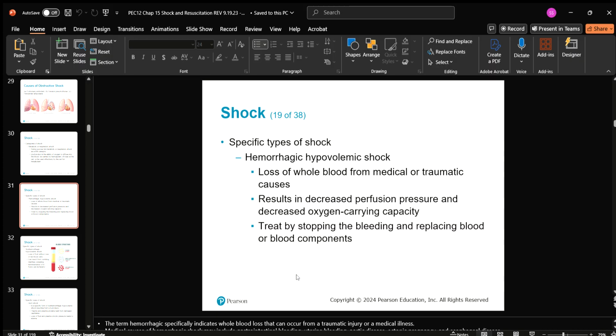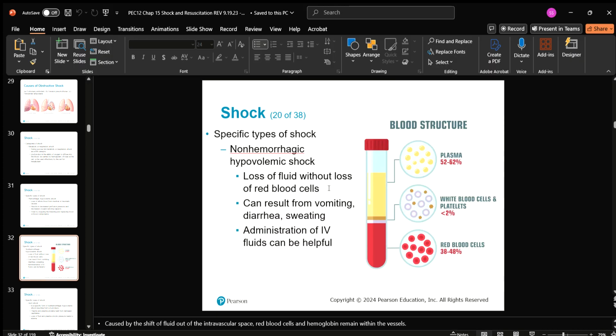Okay? So, stopping the bleeding. High flow oxygen. Rapid transport. And keep them warm. That's going to be our job while we are transporting these patients. If they are in non-hemorrhagic shock, so they've lost a lot of fluid, but it's not because of bleeding out, it could be from vomiting, diarrhea, excessive urination, excessive sweating is another option.